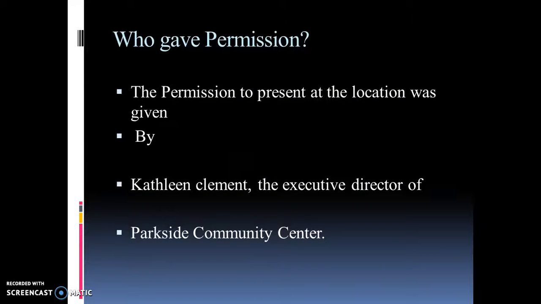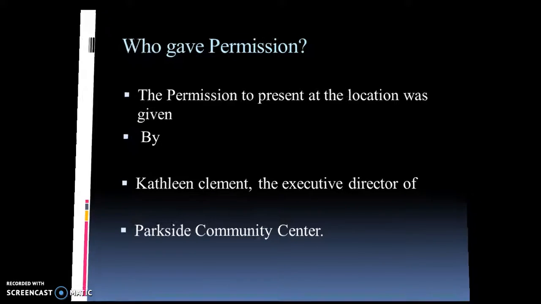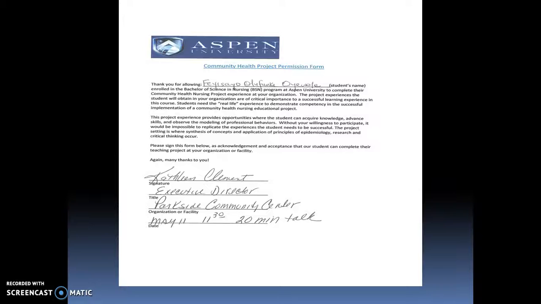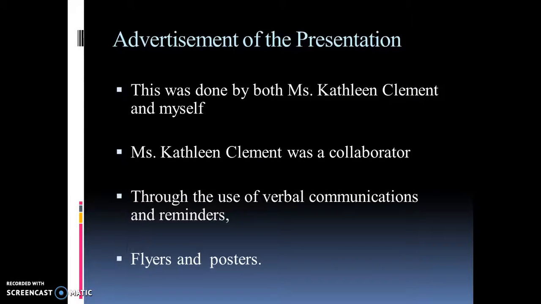Who gave permission? The permission to present at the location was given by Mrs. Kathleen Clement, the Executive Director of Parkside Community Center. This is the letter of permission of the Community Health Project. Advertisement of the presentation was done by both Mrs. Kathleen Clement and myself. Mrs. Clement was a collaborator, and we worked together.